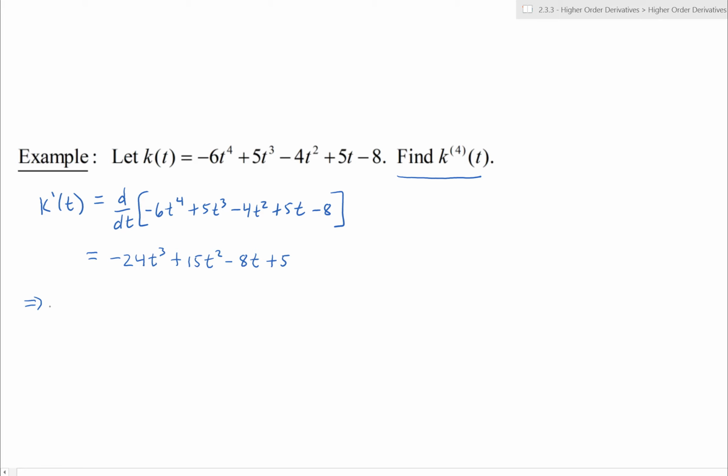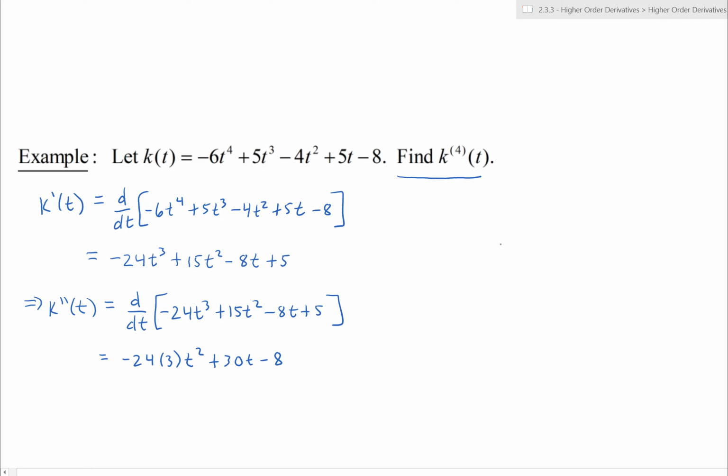So therefore, k double prime of t, the second derivative, well, that's going to be the derivative of the derivative that we just found. So differentiate with respect to t, a negative 24t cubed plus a 15t squared minus an 8t plus a 5. What do we get? Power rule, negative 24 times a 3 times t squared, and then plus a 30t minus an 8. Remember, derivative of constant is 0.